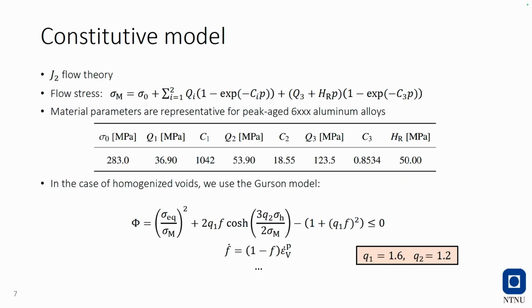Okay, the constitutive model is very simple. J2 flow theory with the flow stress given here. So it's basically a 3-term Voce rule with also a linear hardening at the end to have some numerical stability. These are the material parameters. They are representative for some 6000 series aluminum alloys. And when we have homogenized voids, we use the Gurson model. Okay, and in that case, these are the GTN parameters, q1 and q2.